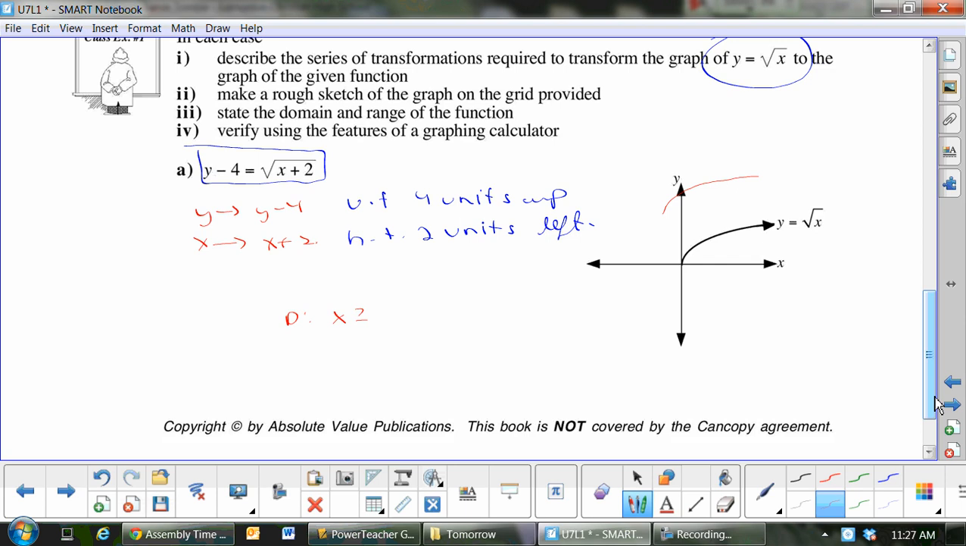Greater than or equal to -2, and the range, y is greater than or equal to 4. Okay? So what makes these questions hard is when they just go.